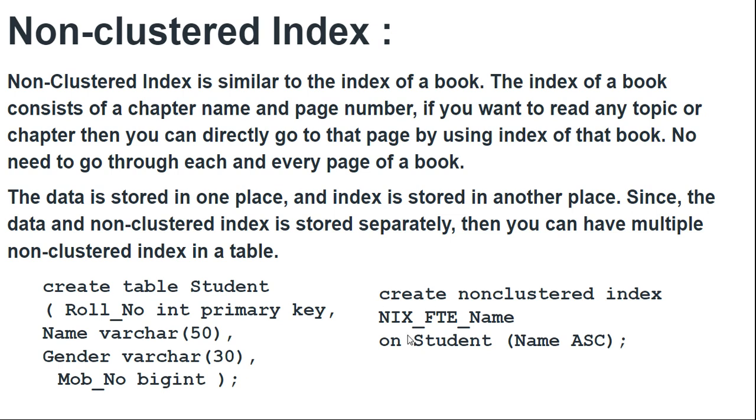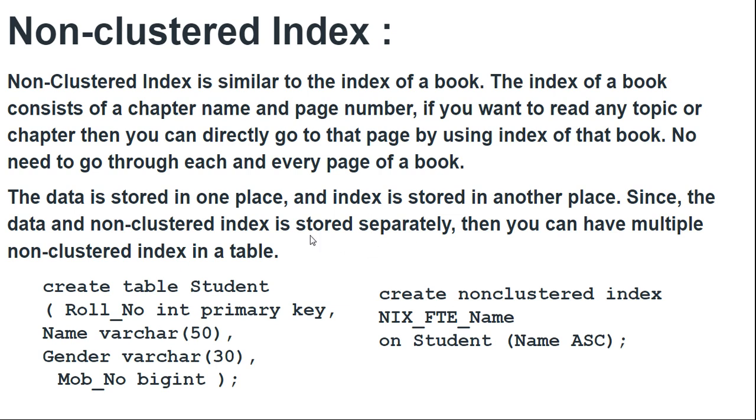Data is stored in one place, the index is stored in another place. Since the data and the non-clustered index are stored separately, you can have multiple non-clustered indexes on the table. This means the data storage mechanism will vary compared to the clustered index. With a non-clustered index, the index refers to the data in a different place.